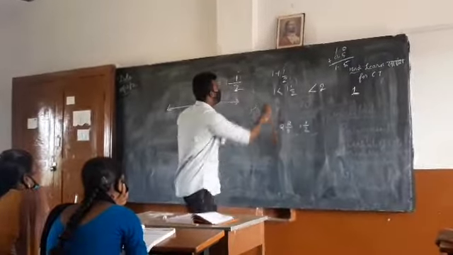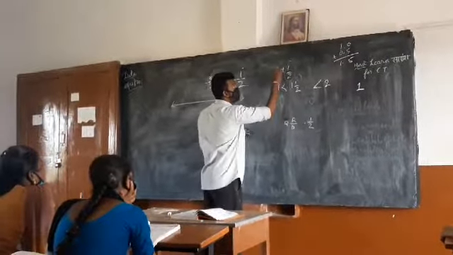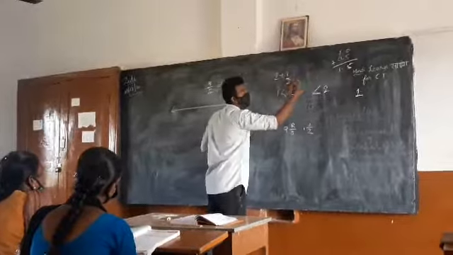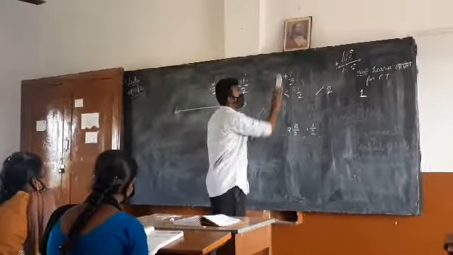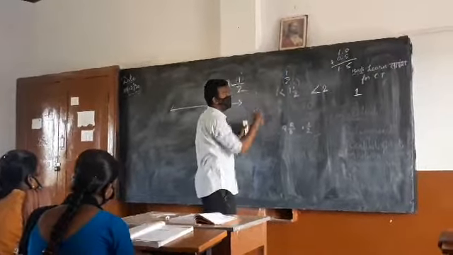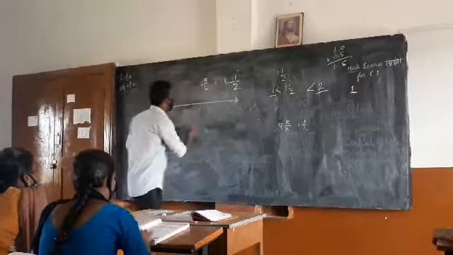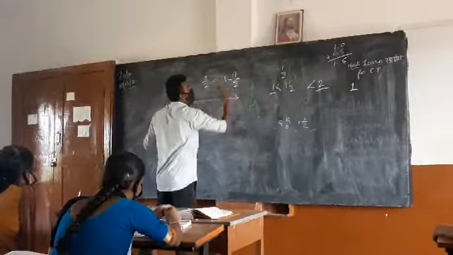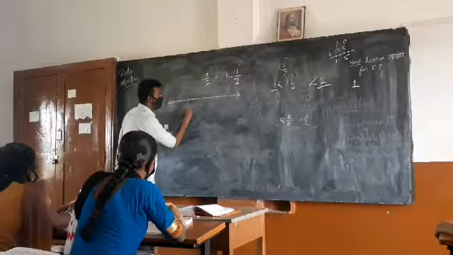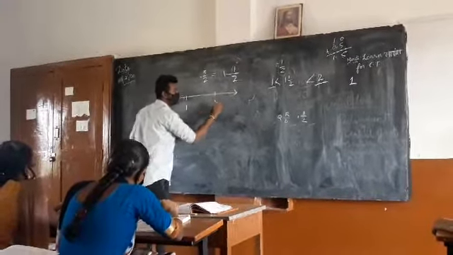Understood? So for any kind of mixed fraction, suppose it is 2 plus 1 by 2, then 2.5 will come. Understood? Every time it lies between 1 and 2. So without calculating, you can plot the 1 1 by 2 in between 1 and 2.